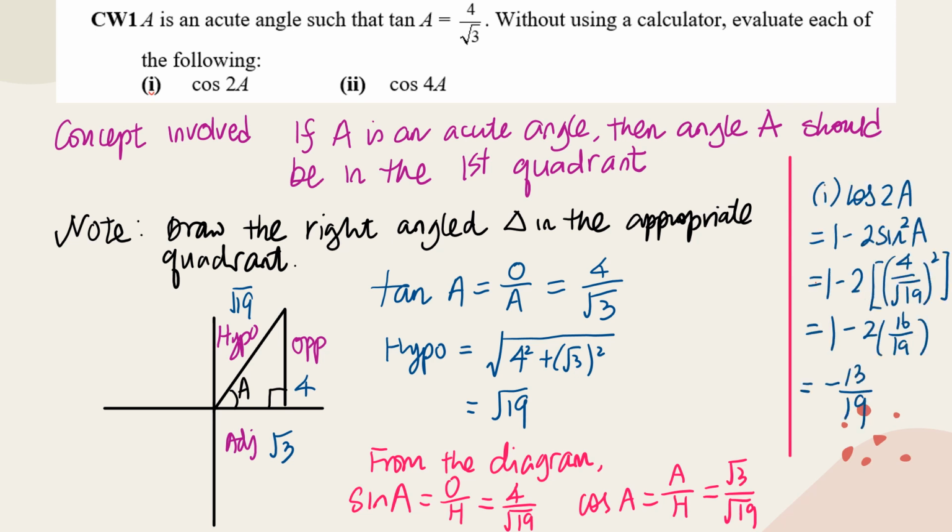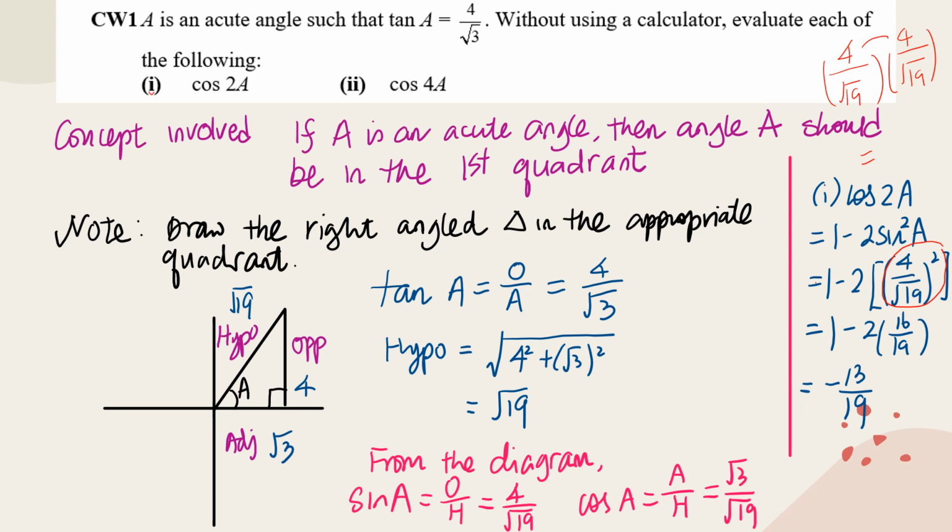Okay, so they are basically like what I mentioned earlier on, the 3 formulas to use. I have chosen to use 1 minus 2 sine square A. All right, you can use 2 cos square A minus 1. You can also use cos square A minus sine square A. The only thing that you have to watch out for is this fraction: you can't use a calculator, so you will have to solve it without using a calculator.